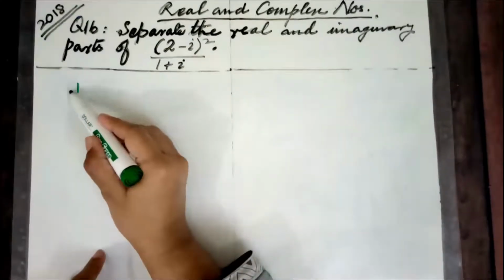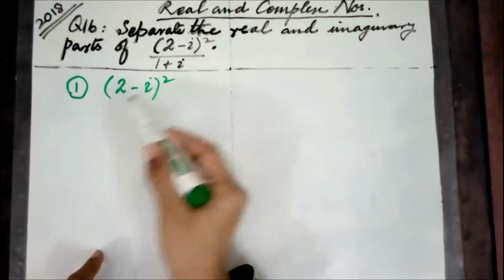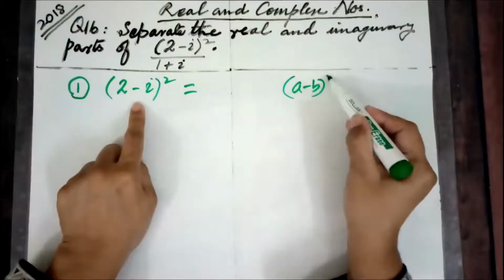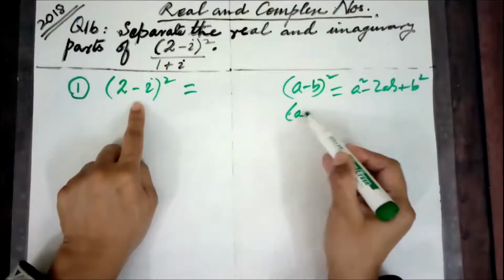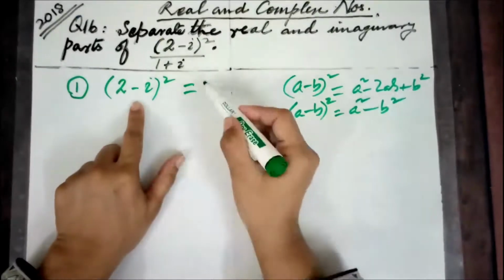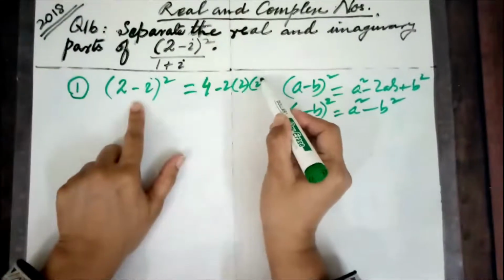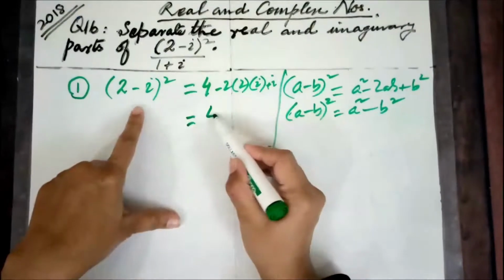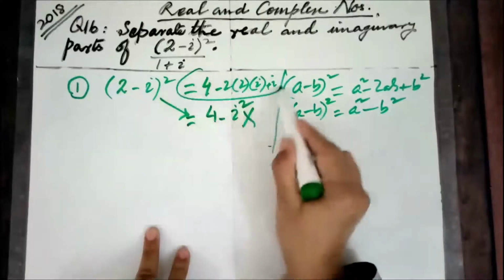Now I am going to discuss weak responses, the common mistakes which we make in the paper. The first one is, when I was solving (2 minus iota) whole square, I wrote the formula as (a minus b) whole square is equal to a square minus 2ab plus b square. But some students write it like that, a square minus b square. Instead of writing 4 minus 4 iota plus iota square, they write 4 minus iota square. This is wrong. We have to write like this.